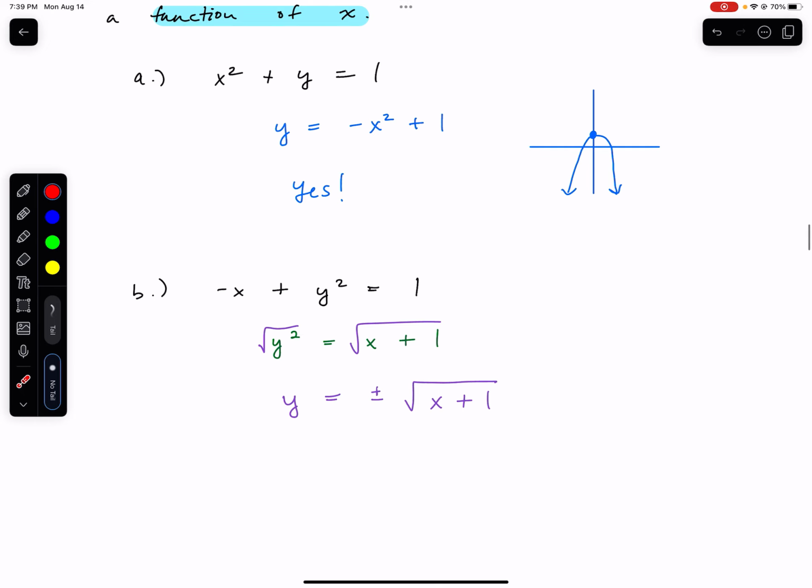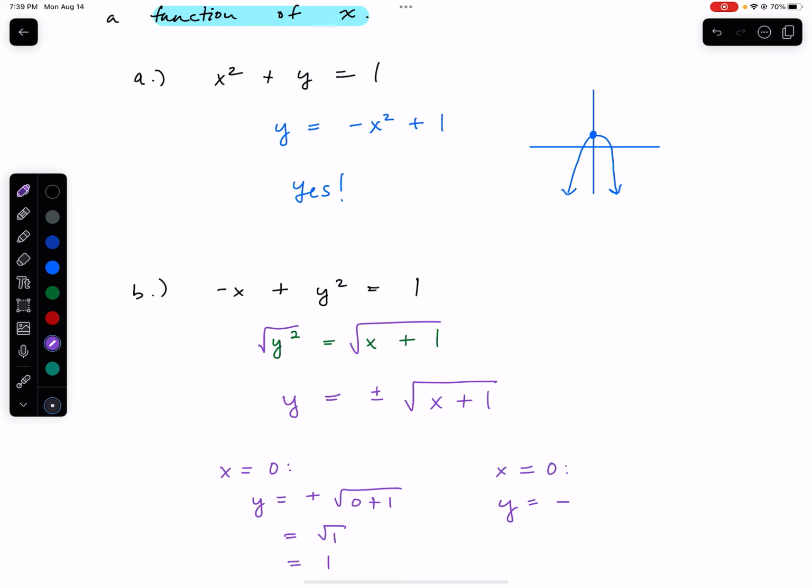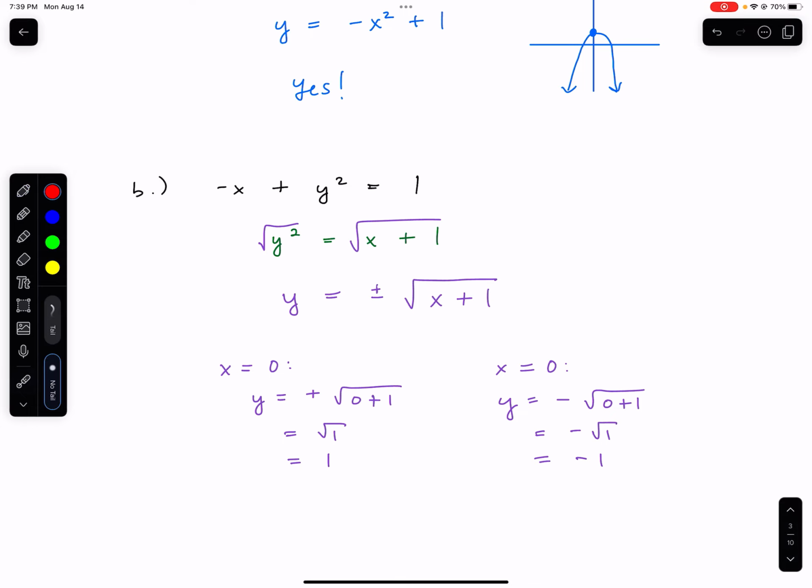Okay? Which means that this is not a function of x because if I plug in, let's say like 0, if x is 0, then y equals the positive square root of 0 plus 1, which is just square root of 1, which is 1. But if we plug into the other one, and we use the negative square root of 0 plus 1, that's going to be negative square root of 1, which is negative 1. So see here, because of the plus or minus, what it does is it gives us a 1 and also gives us a negative 1. So this one is not a function.